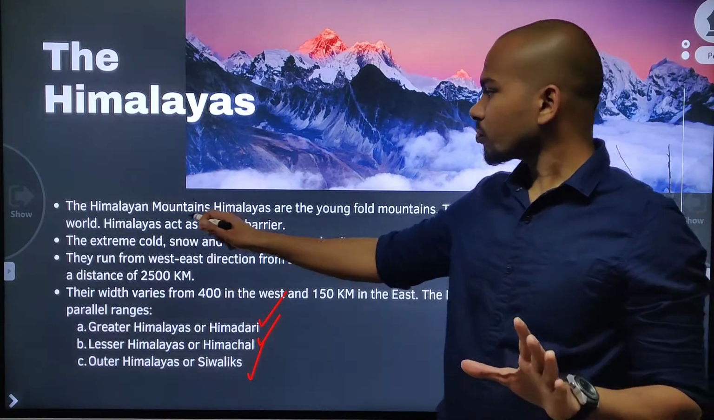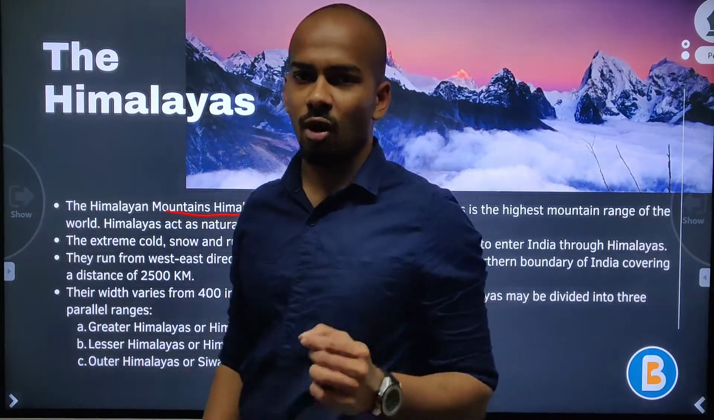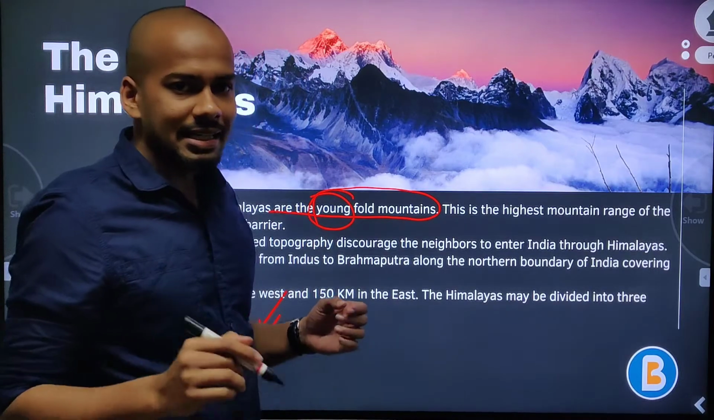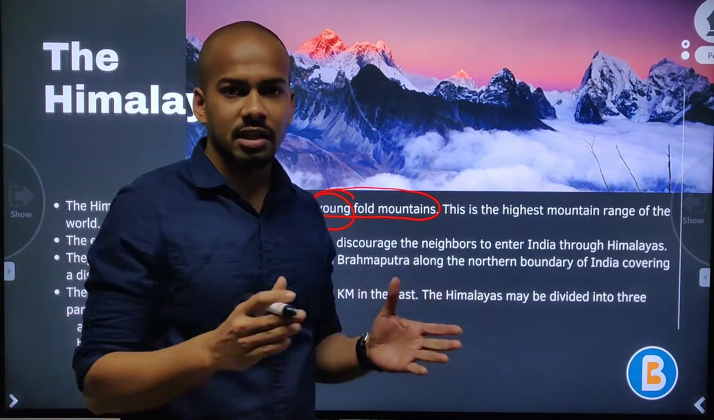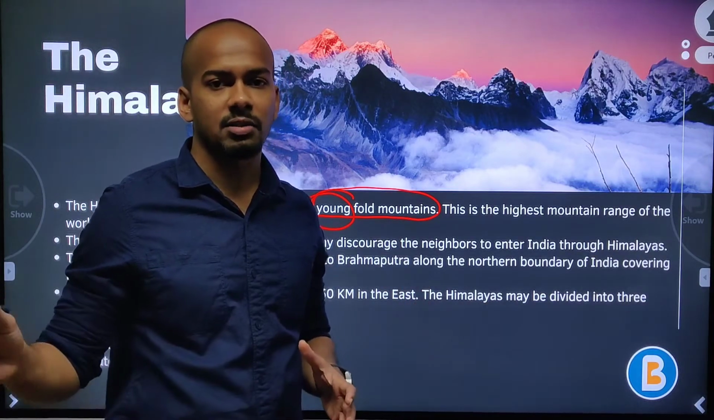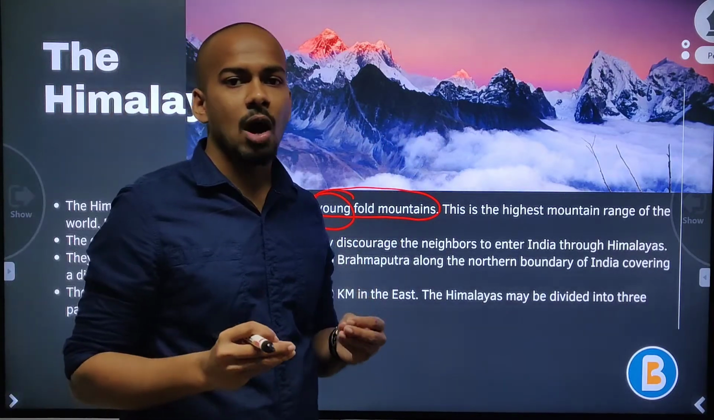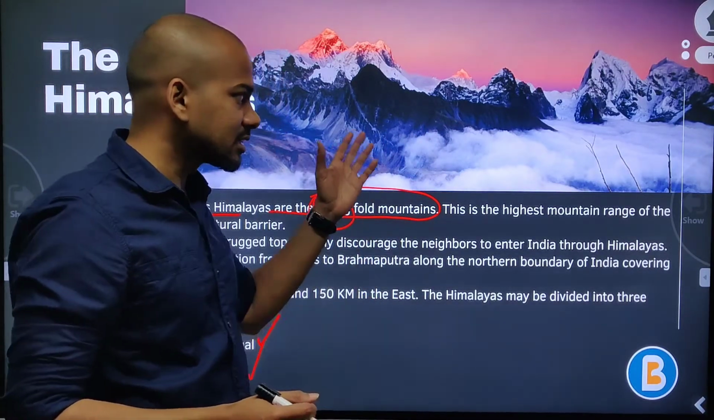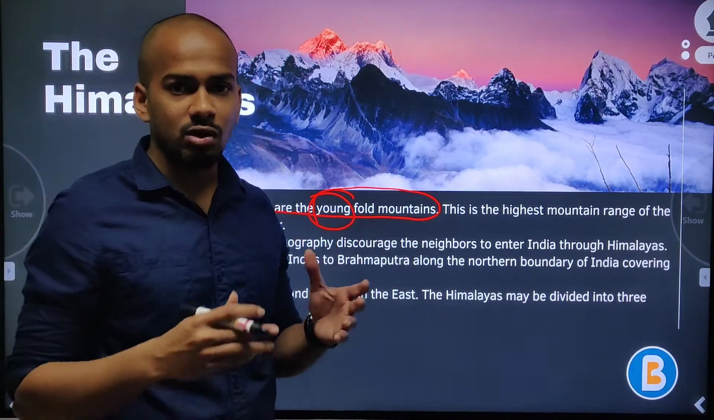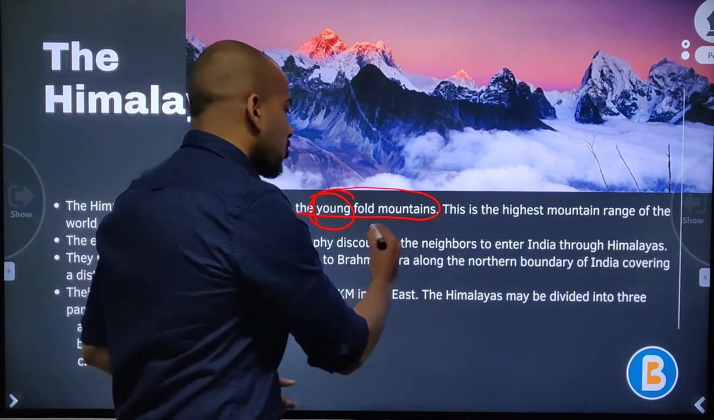So first, Himalayan mountains. Himalayas are the young fold mountains. Why are they called young fold mountains? Young because if you compare them with other mountain ranges, it is very young. So let's say Western Ghats and Eastern Ghats have been formed very long years back, millions of years back. But the Himalayas have been formed only a few million years back, and they are still in the process of mountain building. Their height is increasing, so they are young mountains, and because of this the area is also prone to more earthquakes.